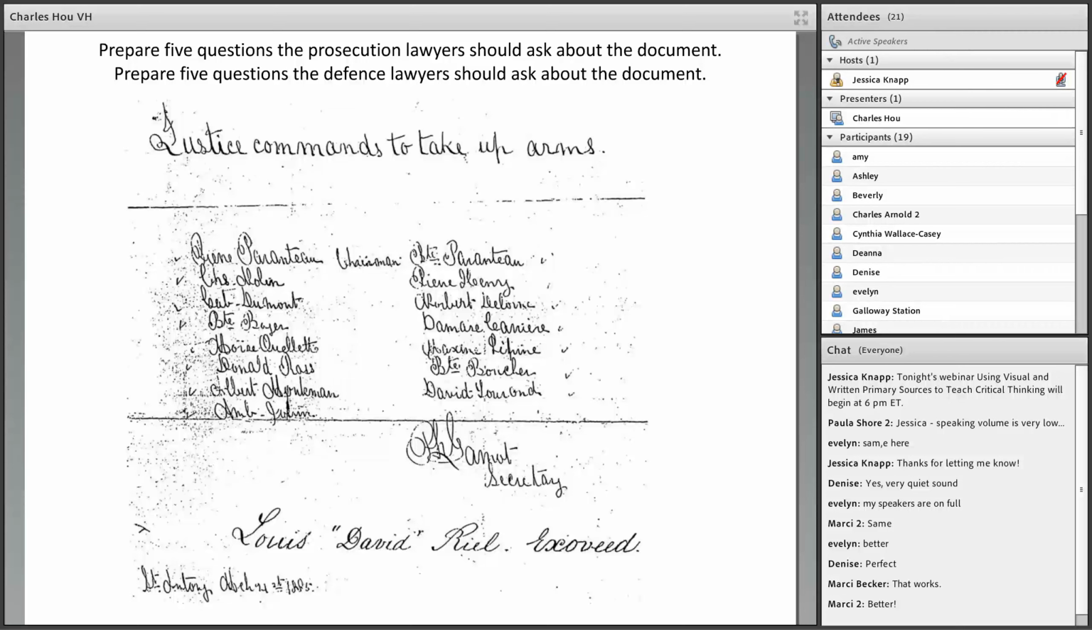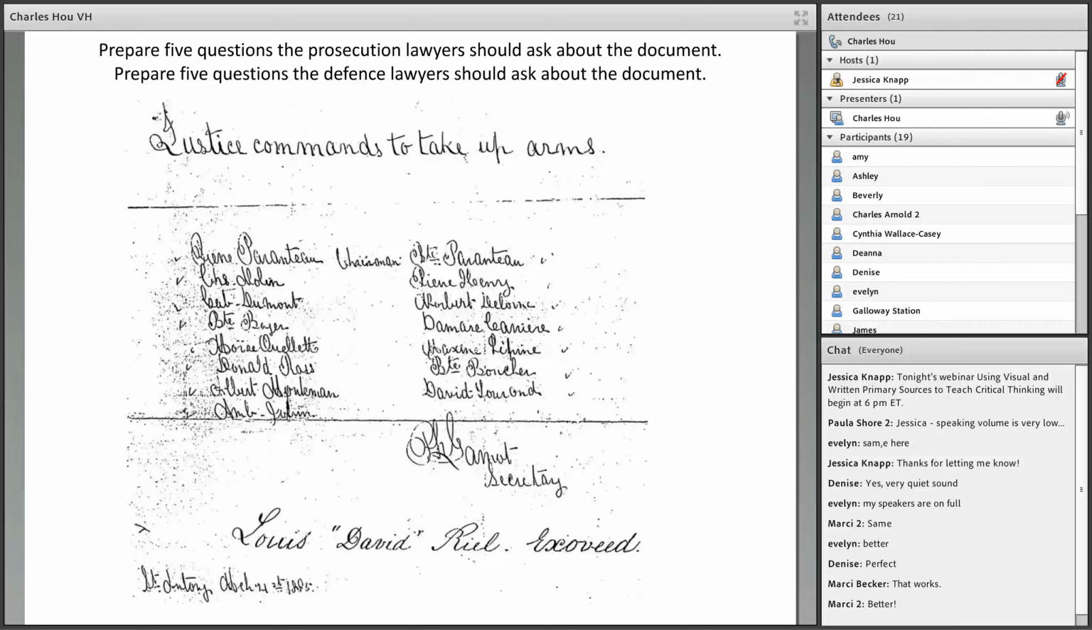But of course, the prosecution would ask one set of questions, see what they could find in that document to support them, and then the defense would come up with a different set. Like the prosecution would ask, well, what is treason? Well, taking up arms, okay. Who signed the document? Well, Riel signed it. Why did these people sign it? Well, he obviously talked them into it. Who was the leader? Well, the leader is obviously Louis Riel.